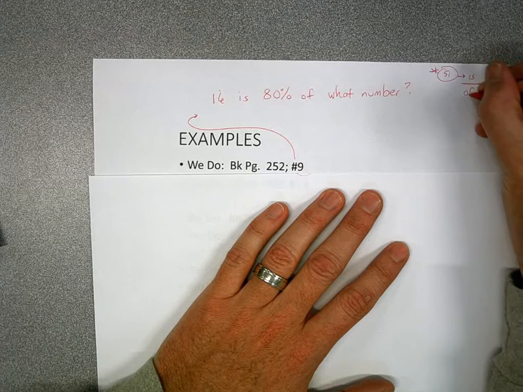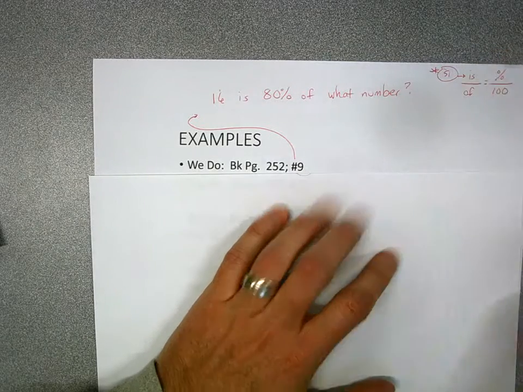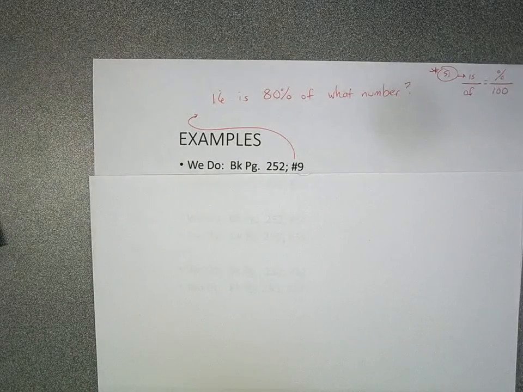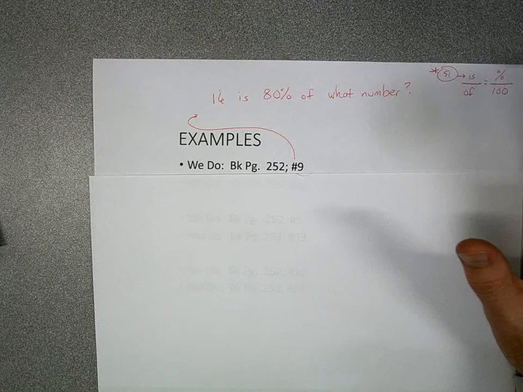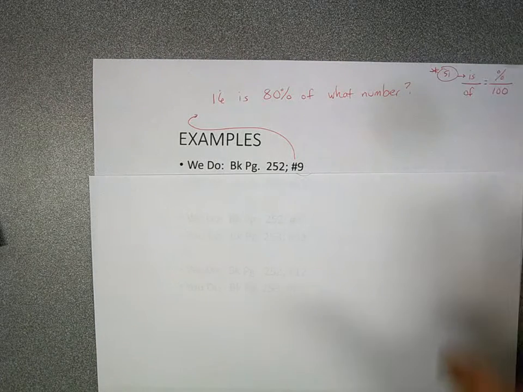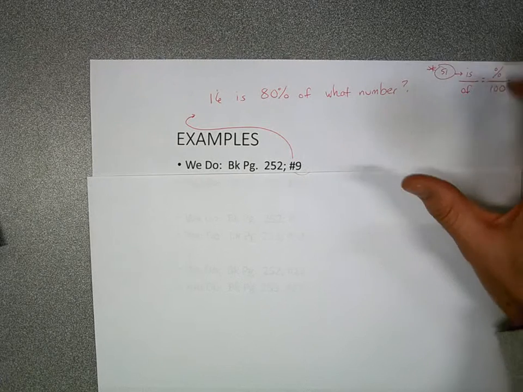Is over of equals percent over 100. I put a star by step 1 because this is the only time you'll need to write this down. You will write a proportion every single time for the most part, but not this exact thing.